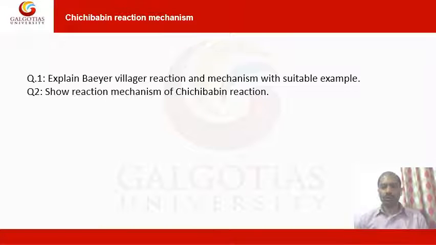So after the overall discussion, we discussed the Baeyer-Villiger reaction and its mechanism, and the Chichibabin reaction and its mechanism. After the overall discussion, there are questions which can be practiced, which are important to understand it in a better way. The question or problem which can be framed from the overall discussion is: how will you explain the Baeyer-Villiger reaction and its mechanism with a suitable example?